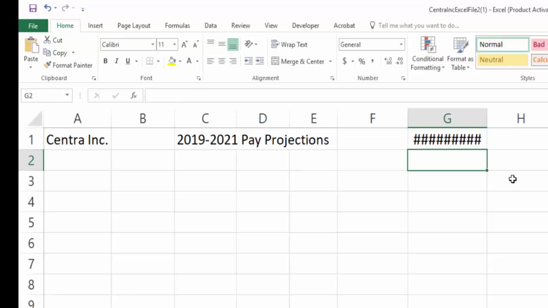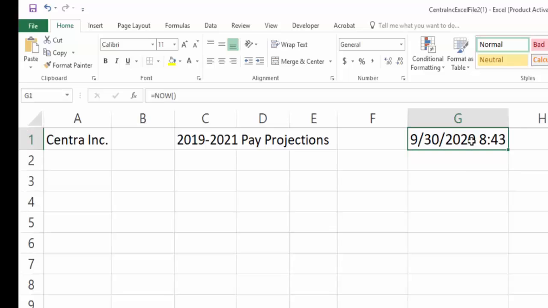You press Enter. Now, by the way, just a reminder, if you ever get hashtags, don't panic. It means that whatever's in that cell is too big to fit. So you go up at the top between the two columns, click your mouse and just stretch it over, you see? Or you can double click really fast. Sometimes that happens, so don't ever worry about the hashtags. It just means make the column bigger.